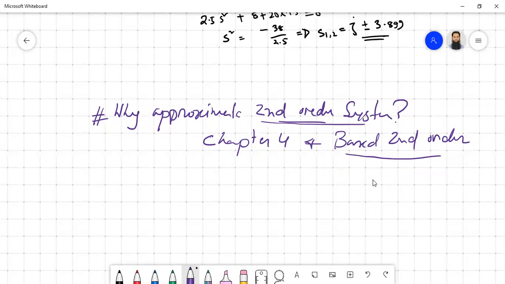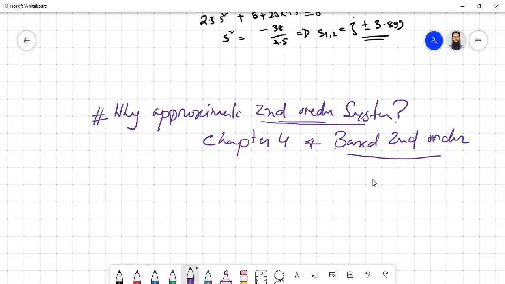But in the exam hall, this time maybe you will have the advantage of MATLAB, but in general, we don't have it. So we have to calculate by hand. That is why we want to approximate with the second order formula. So what are the approximations?